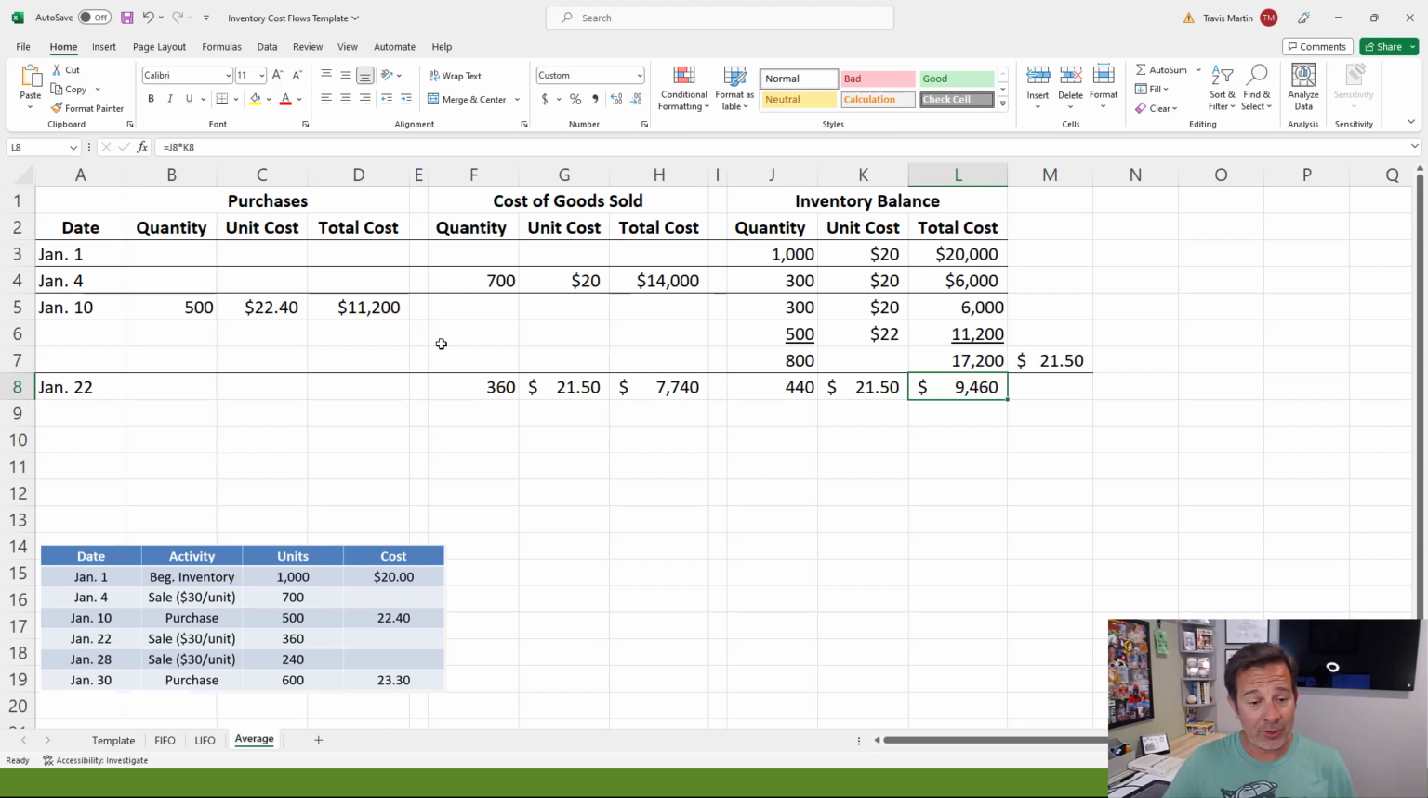Again, to walk you through that, I calculated the average amount per unit after that purchase. We sold 360. We take that quantity, multiply it by the average per unit to get the cost of goods sold. And at that point, we have 440 left. 800 total minus 360 sold gives me 440. Multiplied by the average per unit gives me my ending inventory.